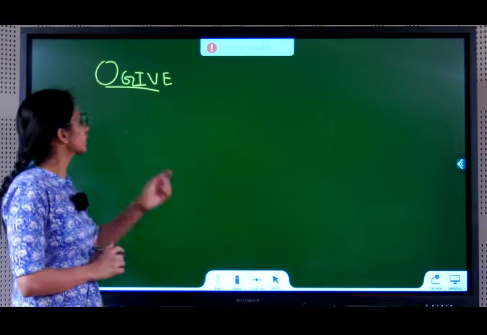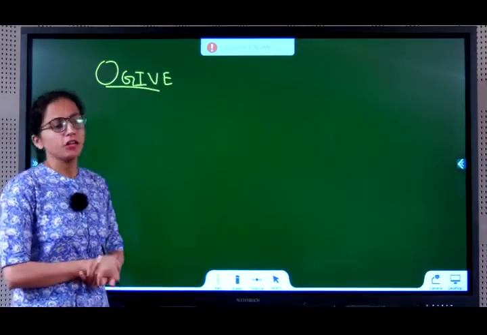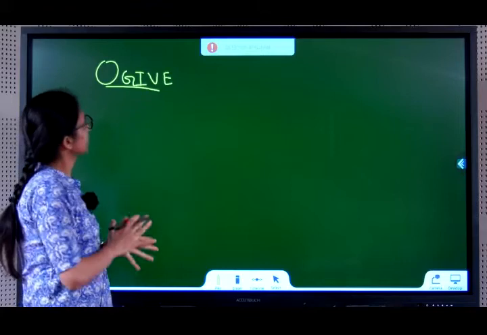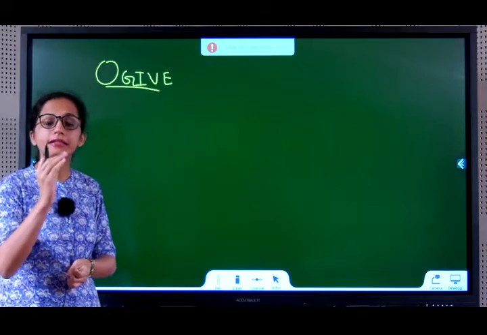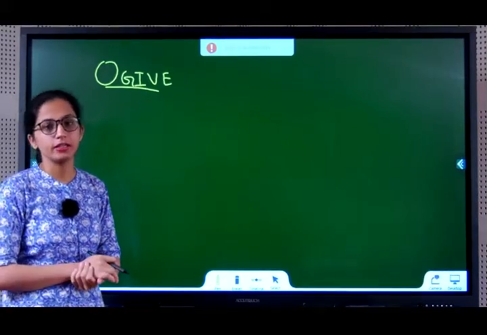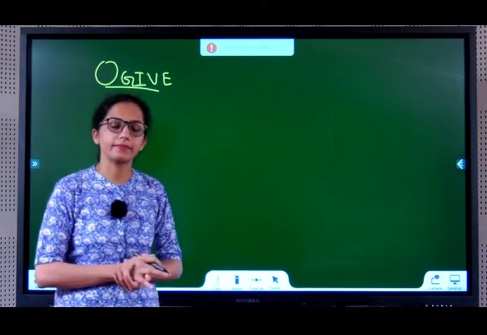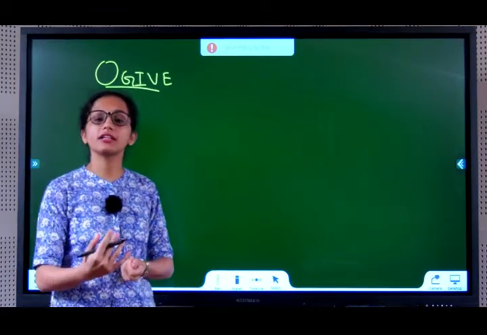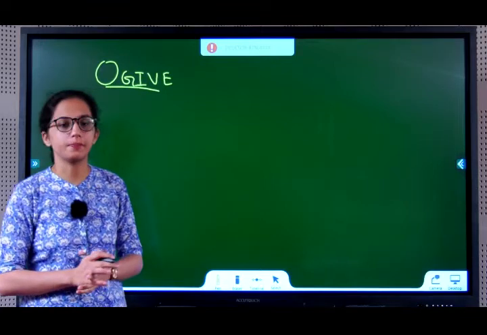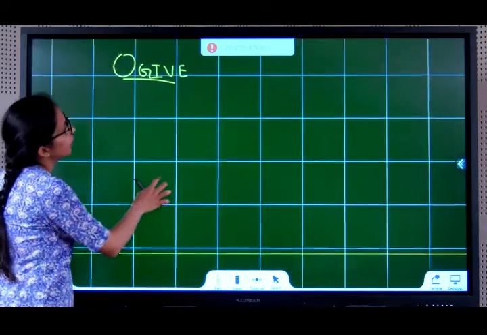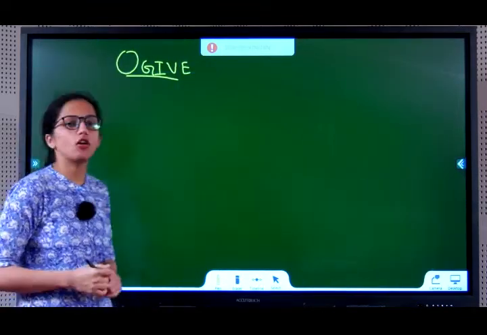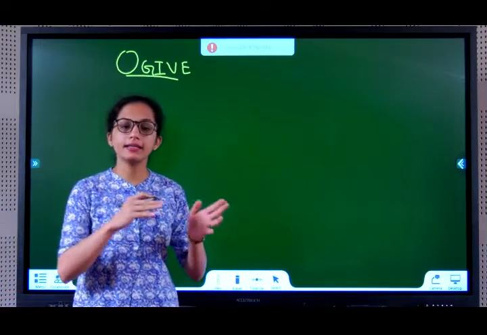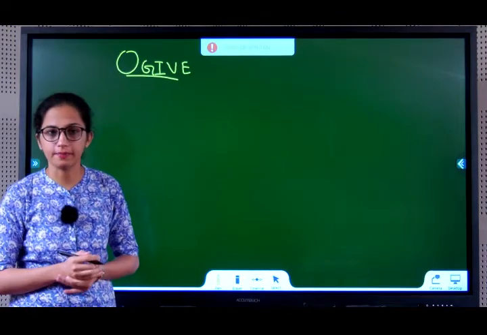Moving on to the next topic, ogive. So what is this ogive? It is a graphical representation to find the median. You find the median using the graph rather than the formula. Let's see how. In the previous section we already learned less than and more than cumulative frequency types, right?